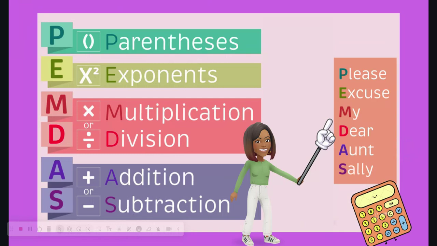So PEMDAS, if you remember PEMDAS, because you may have already learned it, we're going to go over it. P is for parentheses, E exponents, M multiplication, D division, A addition, and S for subtraction. Now this is the order in which we solve problems. We usually remember by saying this little slogan, please excuse my dear Aunt Sally.